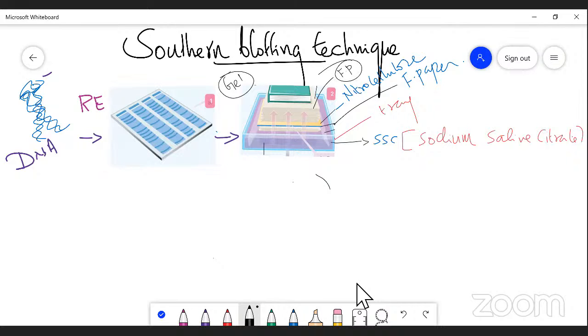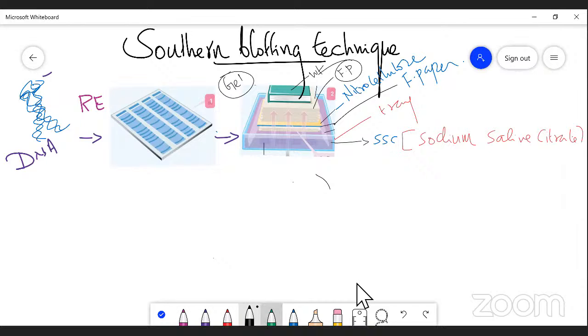nitrocellulose membrane. So after keeping the nitrocellulose paper, a number of filter papers are arranged one above another just over the nitrocellulose paper. After that, we have to keep some weight, which is simply a glass plate. This is a weight, right? So leave the setup in an undisturbed place for a few hours.